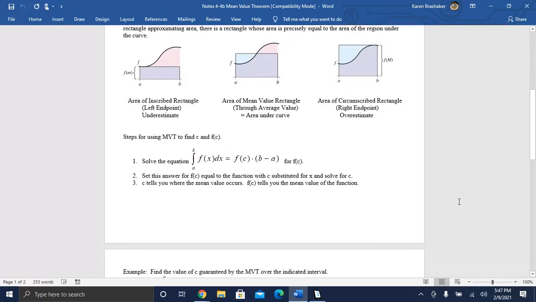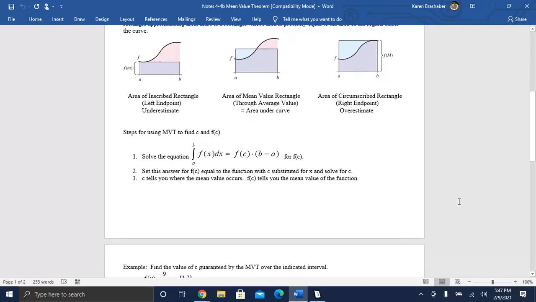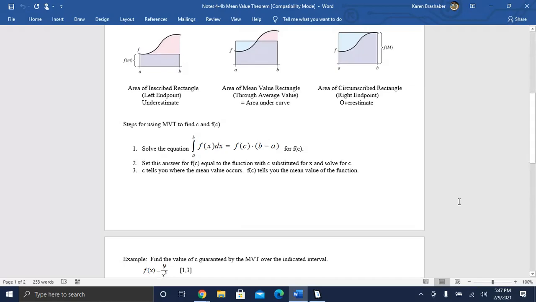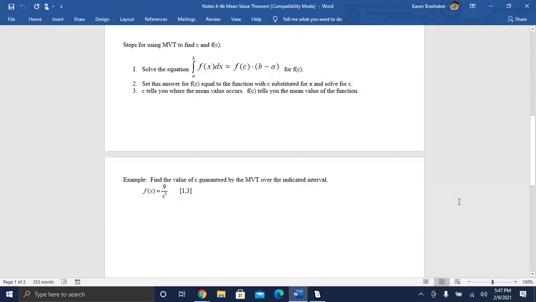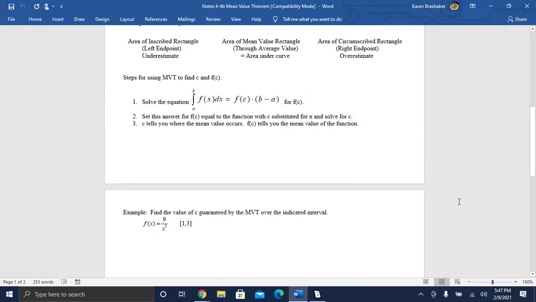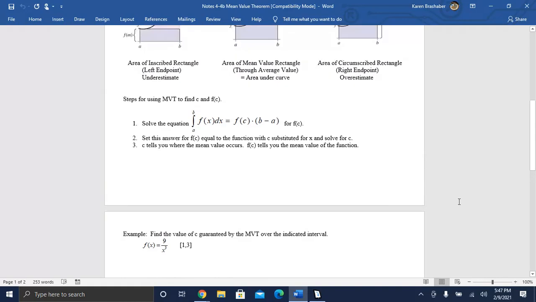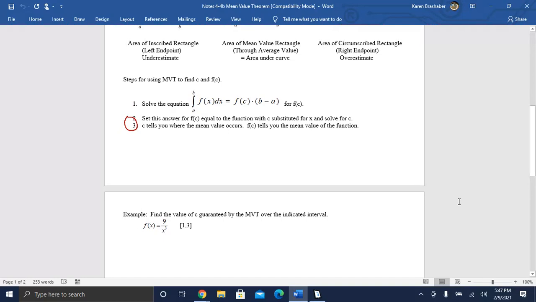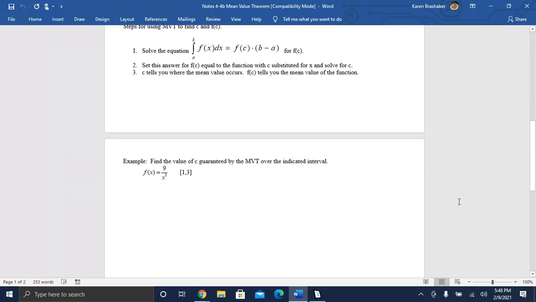And I have some steps for you to use both to find c, which is the x value where the mean value occurs, and f of c, which is the mean value of the function. That will be a y value. So it really just amounts to setting up an equation. Step one is really the key to it. You'll be setting up an equation, and then your variable will be the f of c. That's what you'll be solving for. So we'll move to the back and work on your two examples.